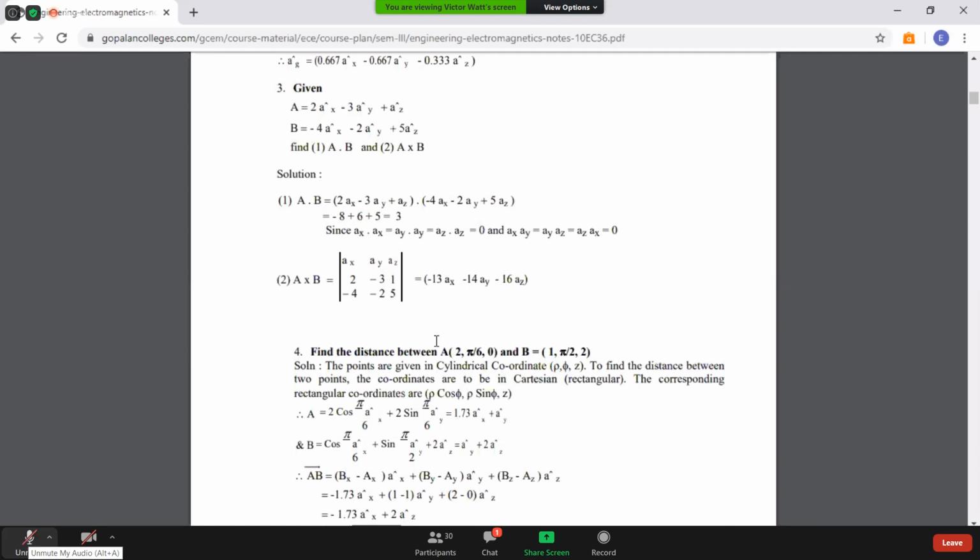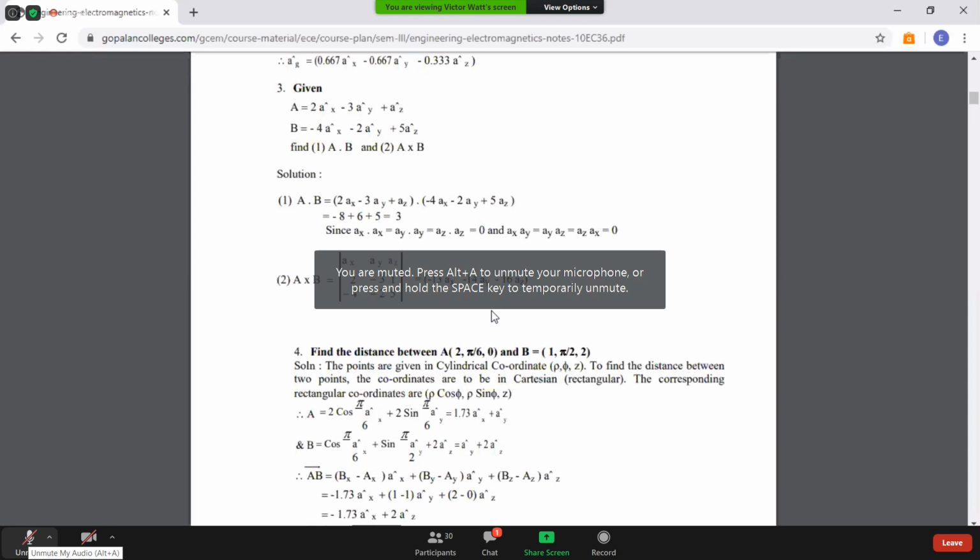Because this is cylindrical coordinate. In the cylindrical coordinate, this is R, right? This is your angle phi, and this is Z, right?